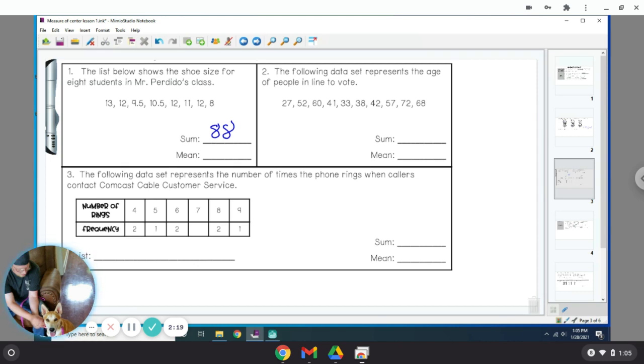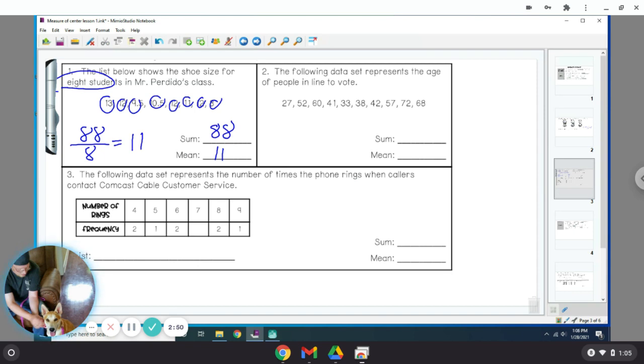Now we need to find the mean. The way you find the mean is to divide by the number there is. So there's 1, 2, 3, 4, 5, 6, 7, 8 numbers, so you're going to divide by 8. I didn't have to count that either because it told you that there's 8 students, but sometimes it doesn't. So you're going to divide 88 by 8 and you get 11. So the mean, or the average shoe size in the class, is size 11.